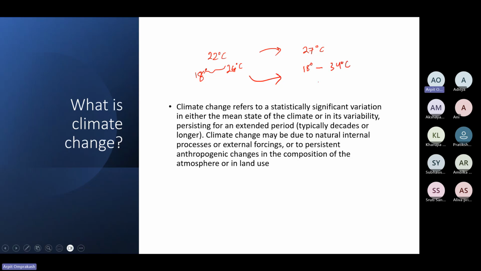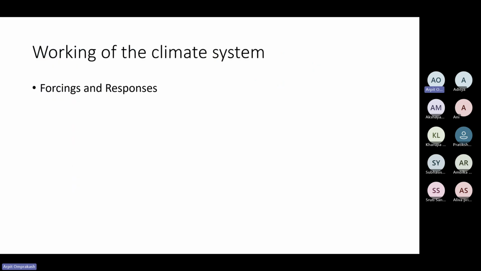Now, this change in variability also refers to climate change if these changes persist for an extended period, which is typically decades or longer. Okay. So climate change may be due to natural internal processes or external forcings, or to persistent anthropogenic changes in the composition of the atmosphere or in land use. So climate change may be happening due to natural internal processes or due to external forcing such as anthropogenic changes or human impacts.